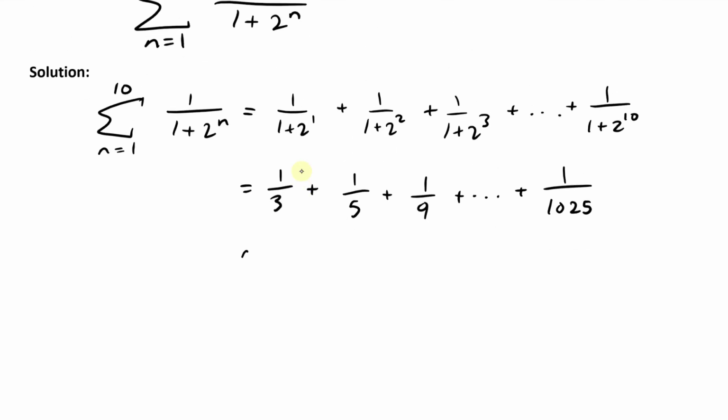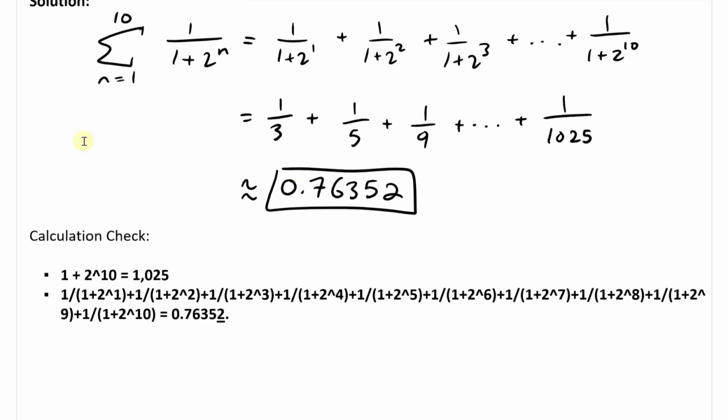If you plug this in a calculator, what you end up getting is 0.76352. Like that is what you get. And let's do some calculation checks right here. So 1 plus 2 to the 10. Let me use the calculation check from my OneNote automatic calculator, which is quite amazing. So you plug that in and you get that answer.